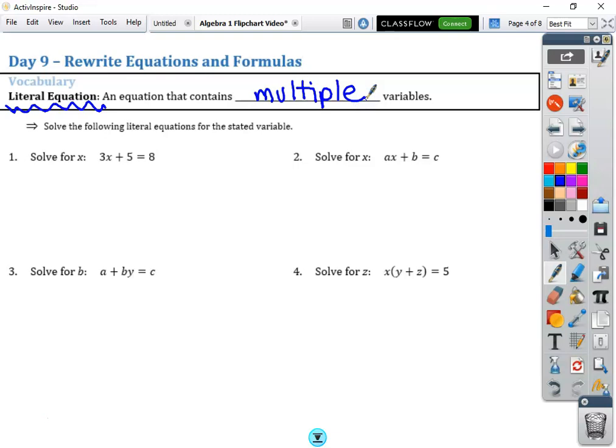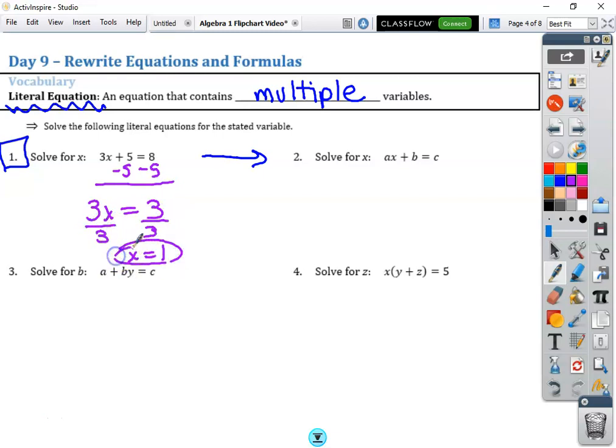So we're going to solve number 1, solve for x, and then we're going to use the operations to solve the second one. So it's going to be important that we think about what operations to get that variable by itself. Okay, so number 1 is just a two-step equation, subtracting 5 from both sides, 3x equals 3, dividing 3 from both sides, and x equals 1. Now, this is just a regular equation.